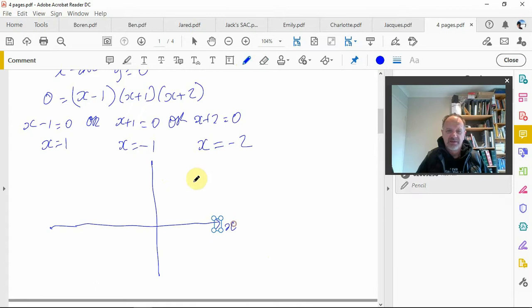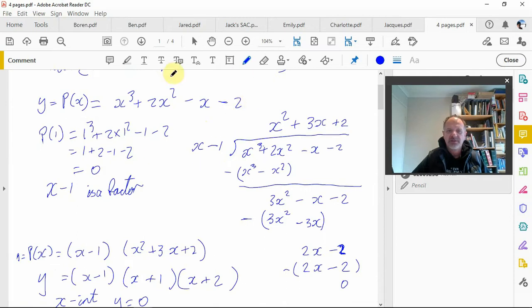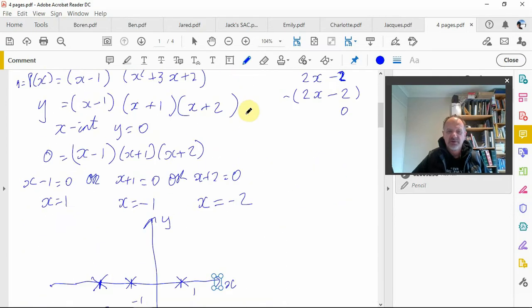So there's our x, here's our y. Now there's 1, -1, -2, and we know that it goes through these. All right, we could get our y-intercept. So we're having a look at our y-intercept, which is when x equals 0.